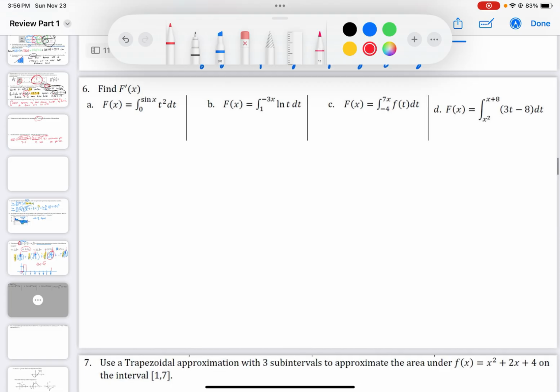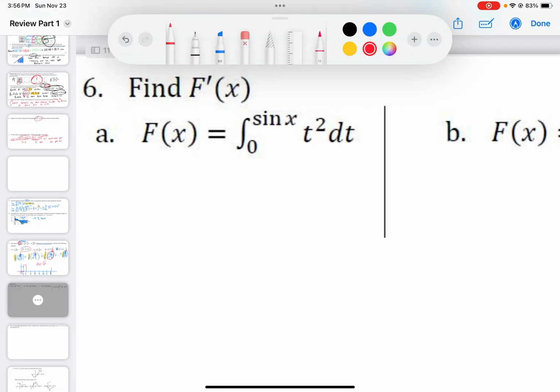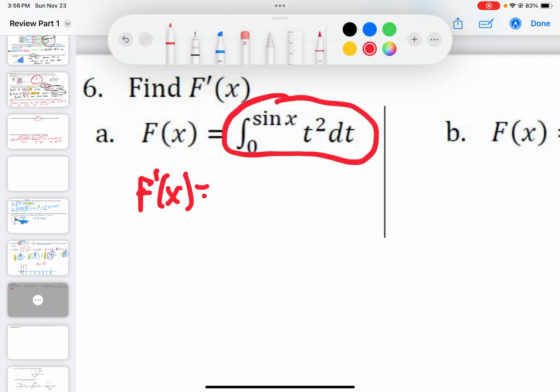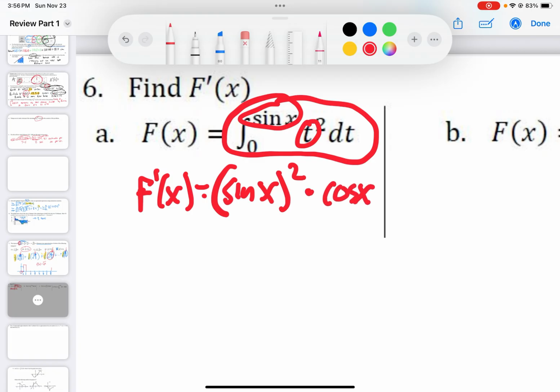All right, number 6. These are a little bit easier. Find capital F prime if capital F is defined to be that accumulation function. So this is testing the fundamental theorem of calculus, or the second fundamental theorem of calculus. If I want to find the derivative of this, that just means plug in that upper limit of integration for the t. So it'd be sine x squared times the chain, which is cosine of x. That can also be written as sine squared x times cosine x.